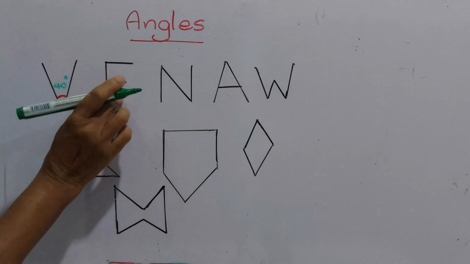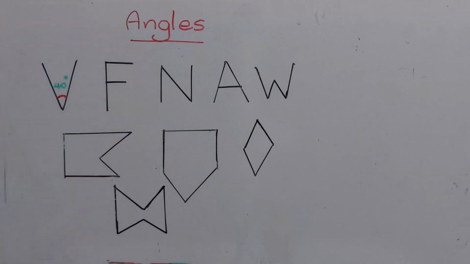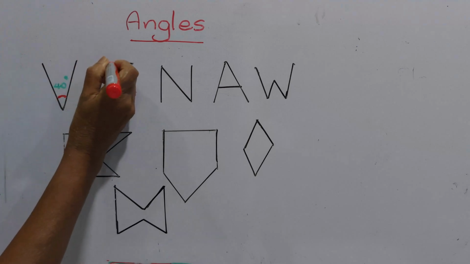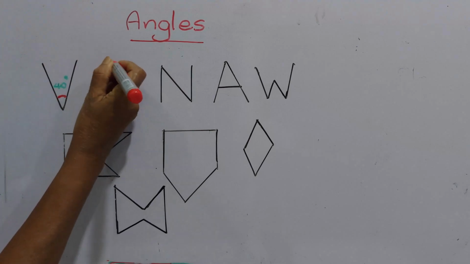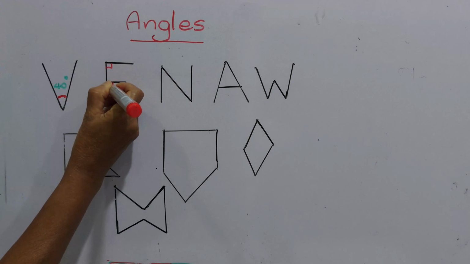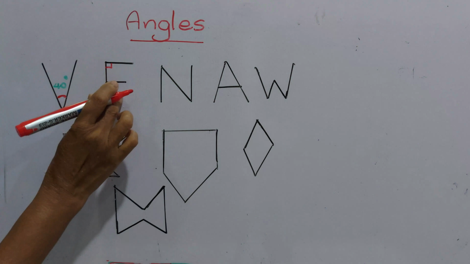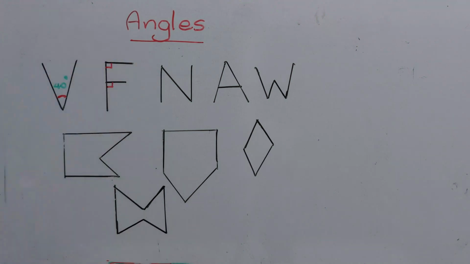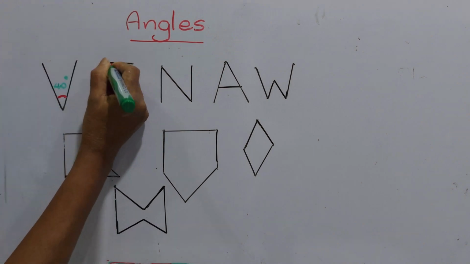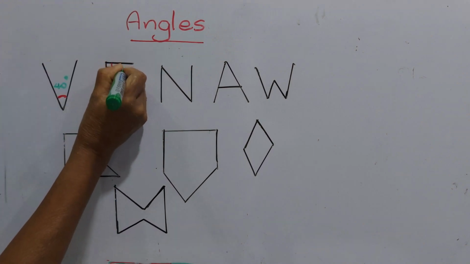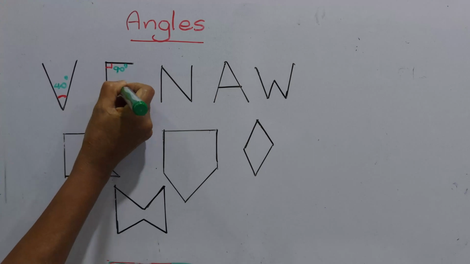Now we'll move to this letter. What is that letter? Letter F. What do you think? What are the angles here? This is a right angle and this is also a right angle. Two right angles are there. There is no need to measure a right angle. You already know the measurement of a right angle, that is 90 degrees.